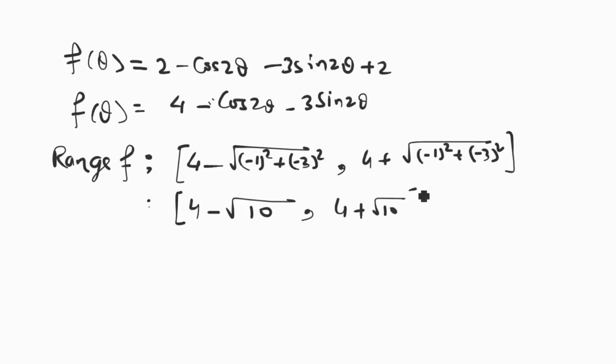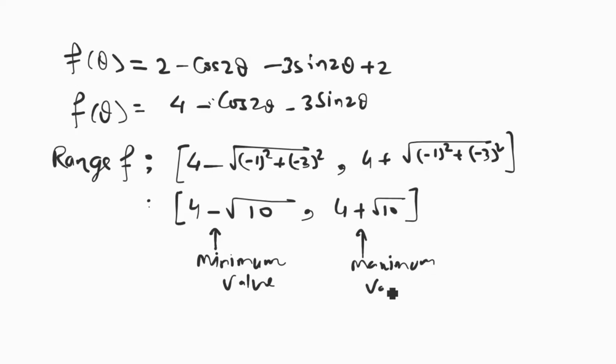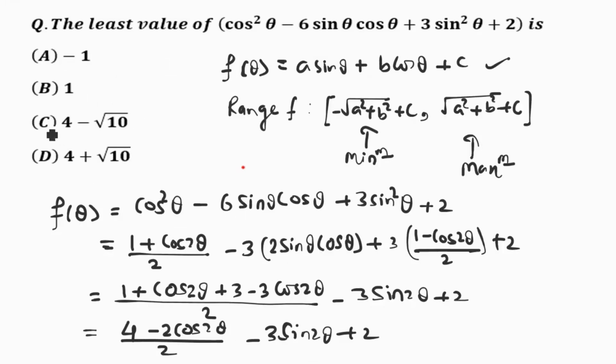We are asked to find the minimum, the least value. This is the minimum value and this is the maximum value. So the least value of this function is the minimum value, and that is 4 minus root 10, the answer for this question. If you see the options, option C is the correct option.